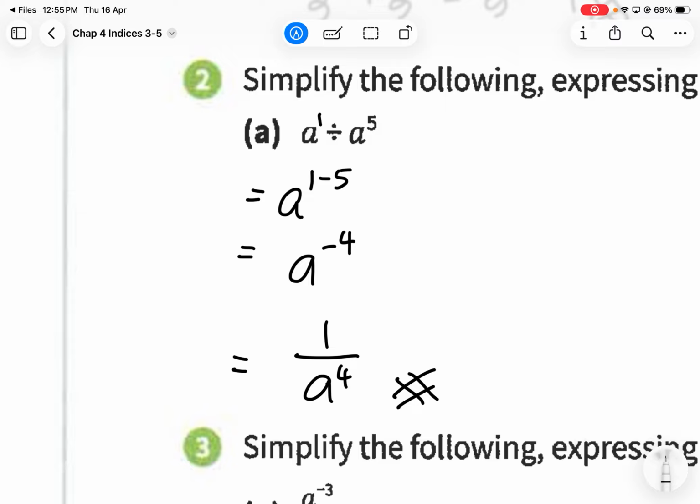Hello! What are you looking at on your iPad? What is on your iPad? Game? Calculator.